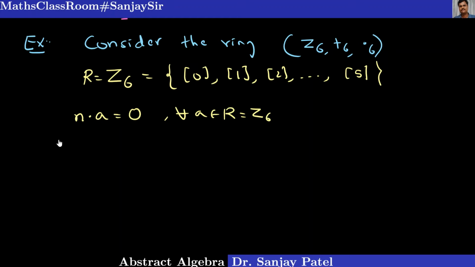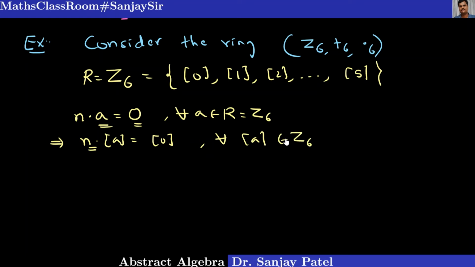Okay, so what should I do here is look at n times a equal to, say, 0. This 0 is class 0. Remember, this a and this 0 are both elements of the ring. We want to find the smallest number n so that this is true for every a belonging to Z6.